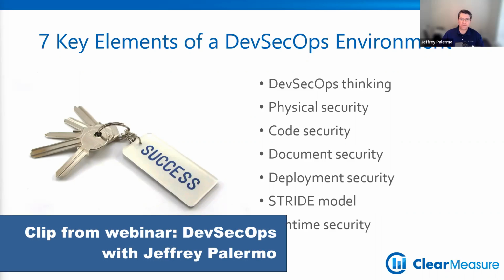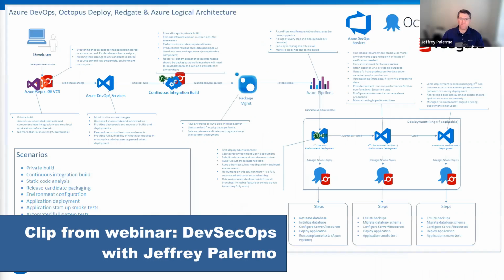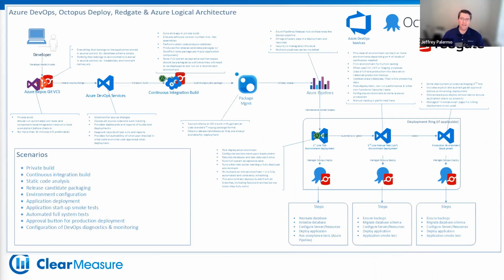All right, let's get into the DevSecOps thinking. So it starts with the DevOps environment. And this is a highly shrunken technical blueprint for the structure and flow of a DevOps environment that happens to be implemented with Azure DevOps services and Octopus Deploy and Redgate, which are really popular tools. But ultimately, you could implement it with anything: TeamCity, GitHub Actions. Whatever. The tools are secondary. The process is primary.